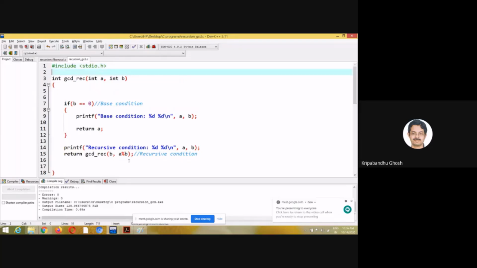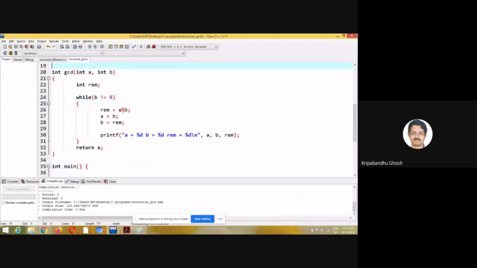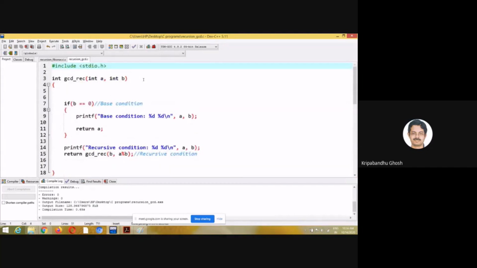So I showed you this algorithm, right? Every time what's happening? I'm passing A and B, and as I mentioned, A is replaced by B and B is replaced by A modulo B. So when A modulo B becomes 0, then basically B is the answer, but I can go one step ahead. I can wait till B is 0, and then I can return A. That is also correct. I can show you the output maybe.